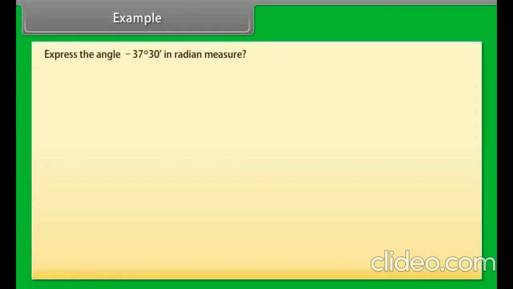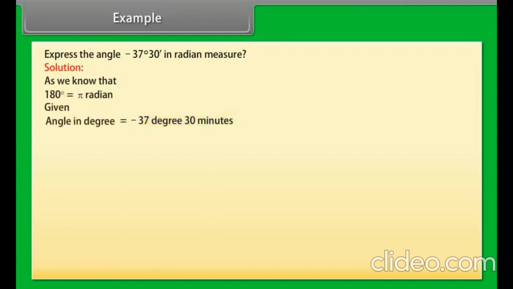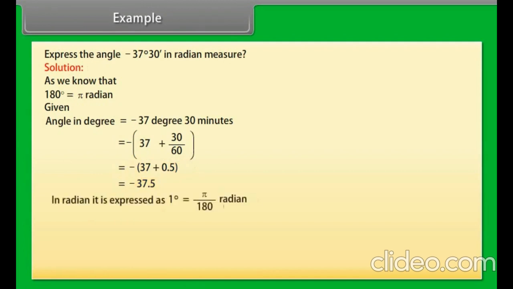Example. Express the angle minus 37 degree 30 minutes in radian measure. Solution. As we know that 180 degree is equal to pi radian. Given angle in degree is minus 37 degree 30 minutes, equal to minus of 37 plus 30 by 60, equal to minus of 37 plus 0.5, equal to minus 37.5. In radian, it is expressed as 1 degree is equal to pi by 180 radian. Minus 37.5 degree is equal to minus pi by 180 into 37.5 radian, equal to minus pi by 24 radian.